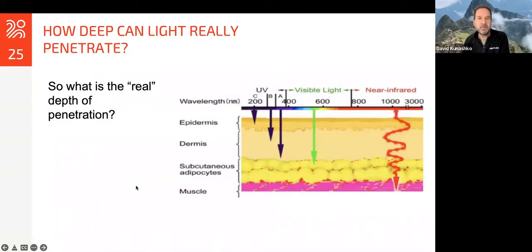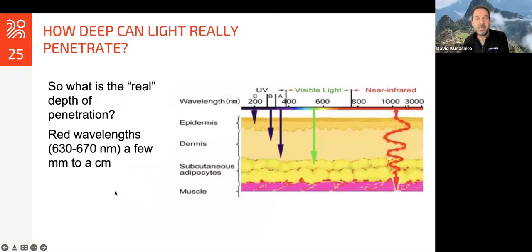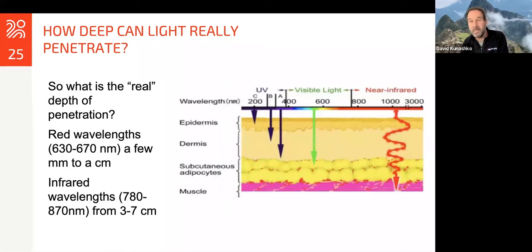Okay, so what's the real depth of penetration? There is no specific answer here that I could say. I use a rule of thumb to say in millimeters for red, maybe up to 10 millimeters, thereabouts. And then as you get into that near infrared, then it can go a little bit deeper. Again, depending on what's in the way and other factors as well. So there is no specific way to say exactly.